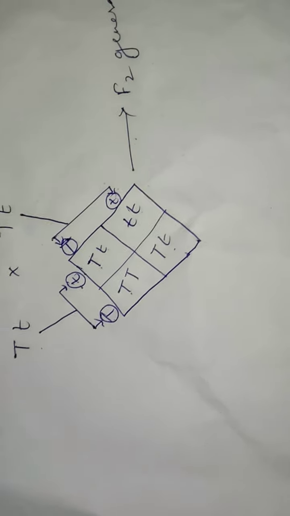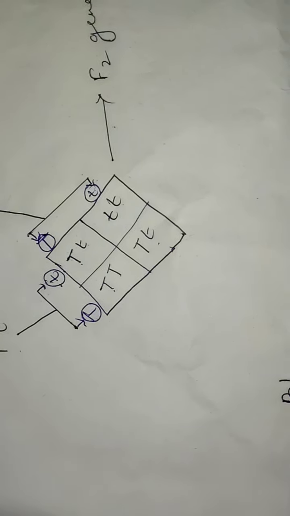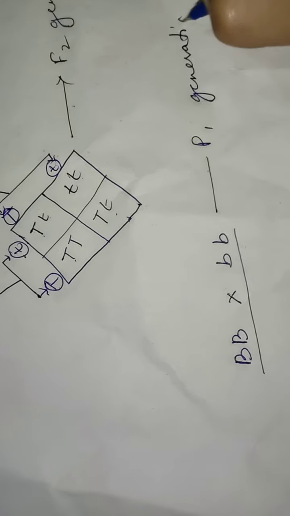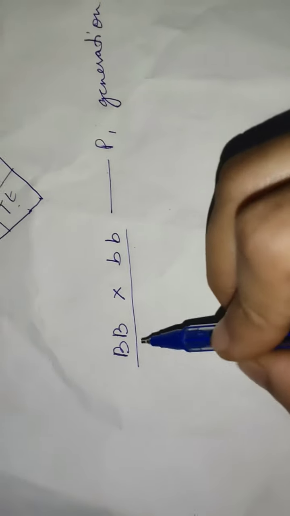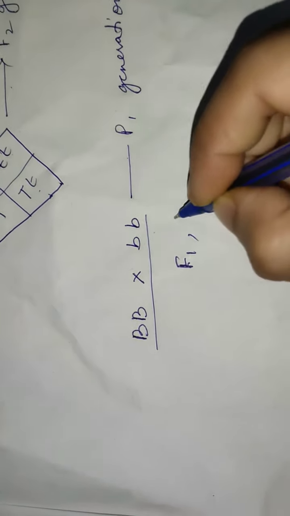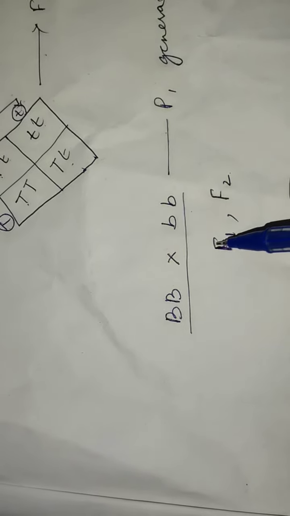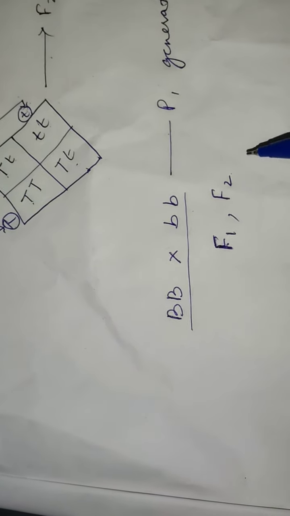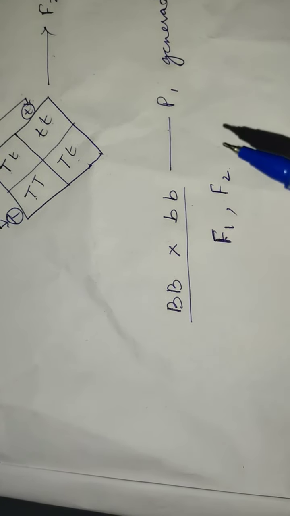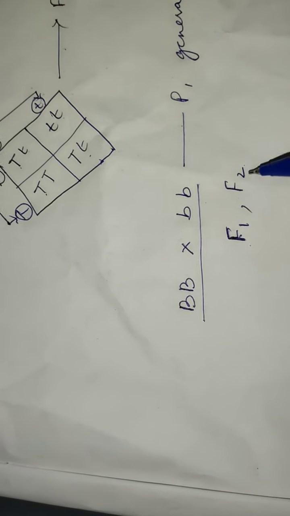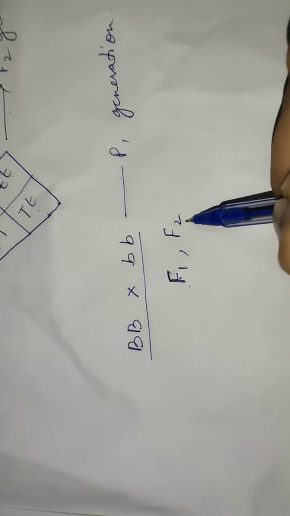Now you try to solve BB. The parental generation I have given is the P1 generation. So try to find out the F1 generation and F2 generation with the help of the normal process and Punnett square both. This is your homework. Okay?